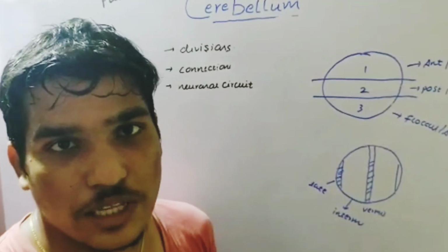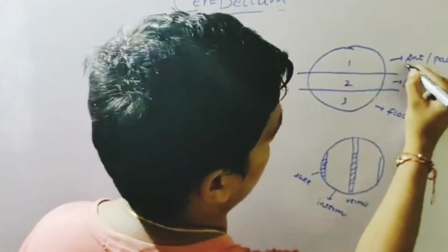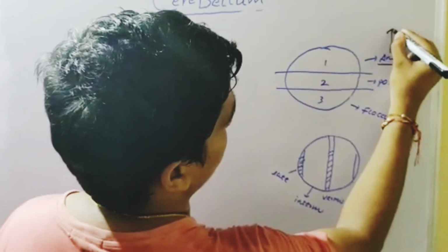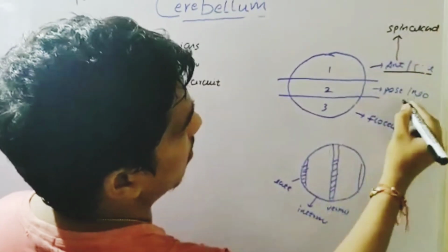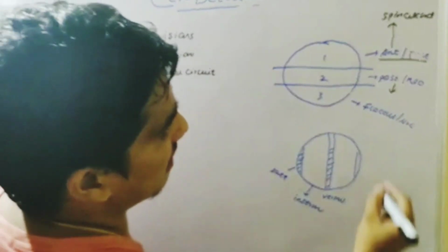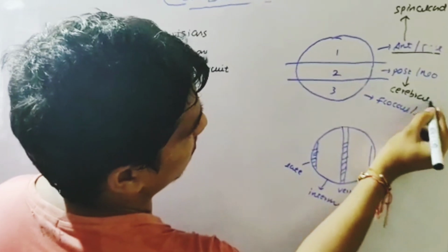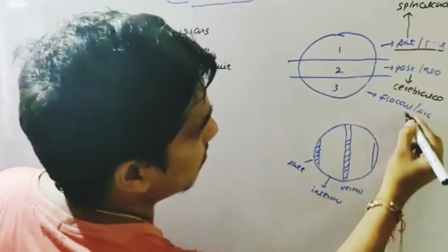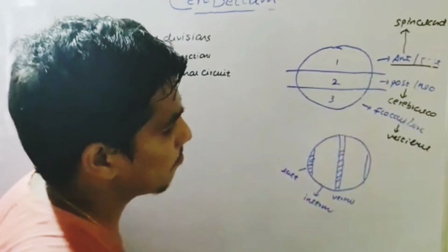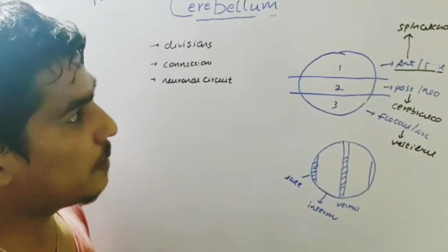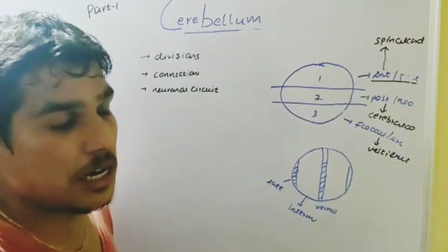To understand the connections of cerebellum, you must know some important points. Those important points include: the anterior cerebellum is connected with the spinal cord. The posterior cerebellum is connected with the cerebral cortex. The flocculonodular lobe is connected with the vestibular apparatus. So friends, once again repeat with me. The posterior lobe is connected with the cerebral cortex. The flocculonodular lobe is connected with the vestibular apparatus.